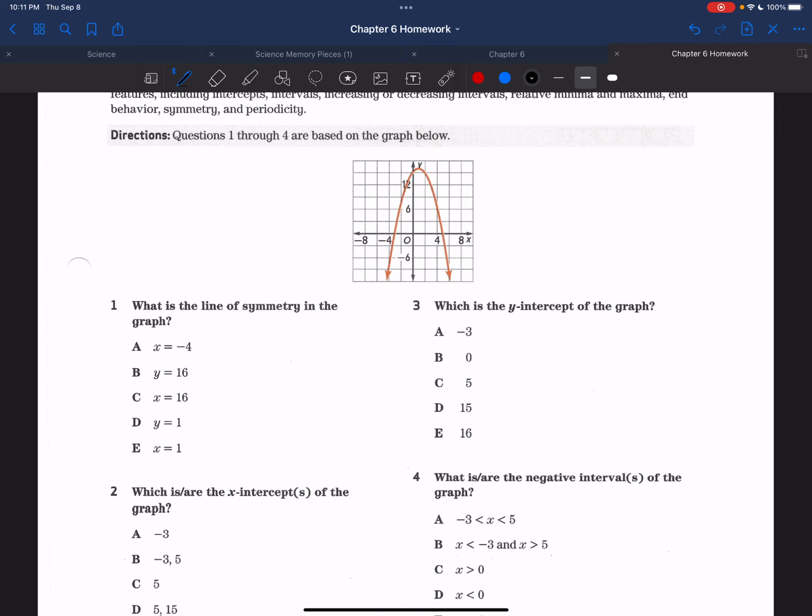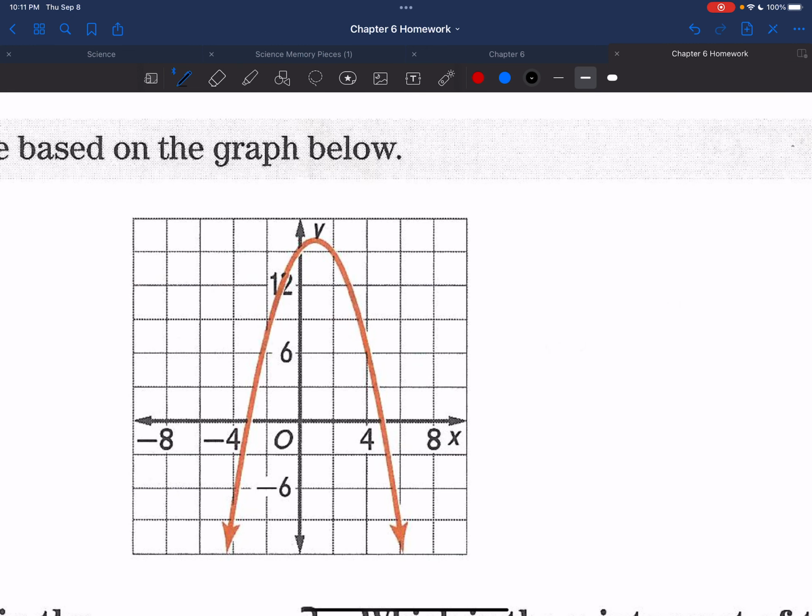But it says questions 1 through 4 are based on the graph below. And it is a parabola that is opening downwards. So just a few things that I can tell you by looking at this parabola, and you can tell me. We can determine the y-intercept. It's going to be at 0. And then let me look at the scale. So each line is 3, 3, 6, 9, 12, 15.